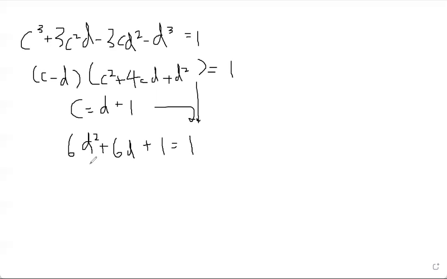So now we have 6 times d squared plus 6d equals 0. That's not too hard to do. We can just factor: 6d times d plus 1 equals 0. So d has to equal 0 or 1, I mean, sorry, 0 or negative 1. This doesn't give us too many tuples to work with. This has 1 comma 0 and 0 comma negative 1.